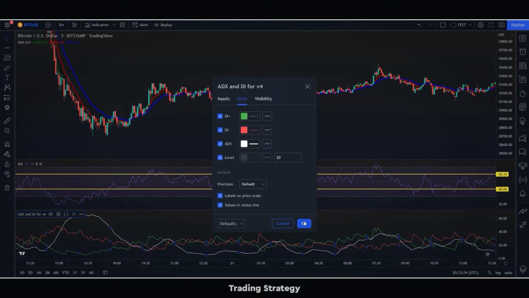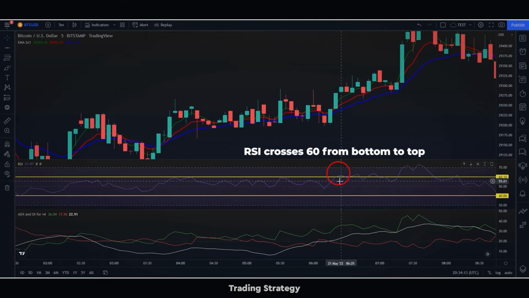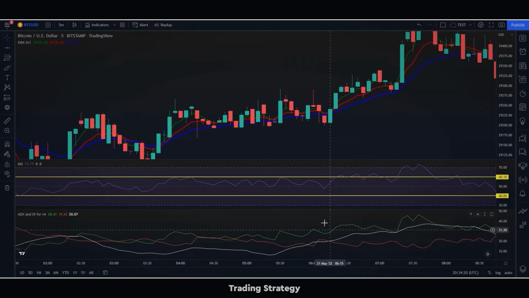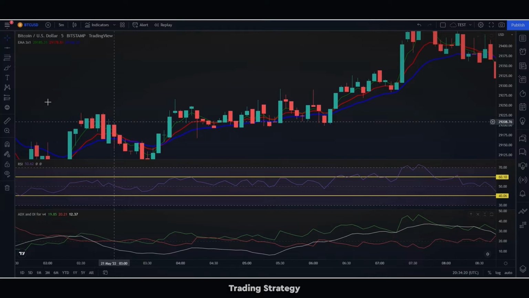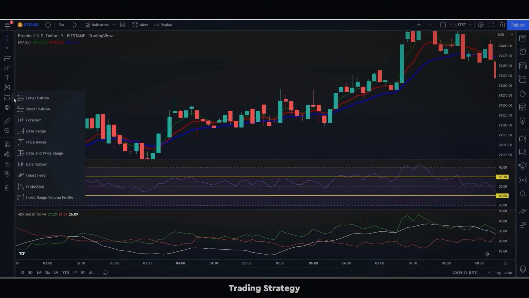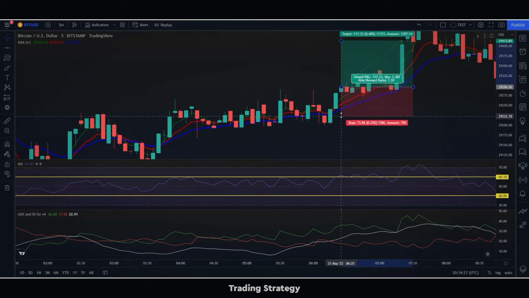Let's see how to use this strategy. To carry out a buy operation, we must wait for the RSI line to cross the value of 60 from below to above. If it does, we will notice that the moving averages are separating in the following order: green on top, red in the middle, and blue on the bottom. If this is fulfilled, we will see that the green line of the ADX is above 20 and the red line of the ADX is below 20. If this is finally fulfilled, we will carry out the buy operation. We will place our stop loss below the blue EMA and our take profit at the support and resistance zones.